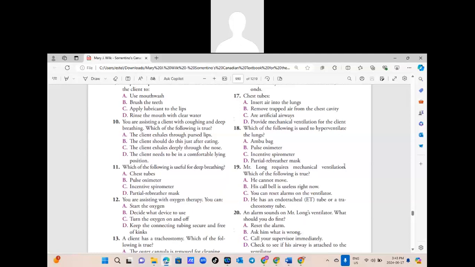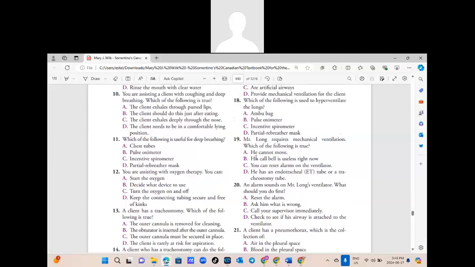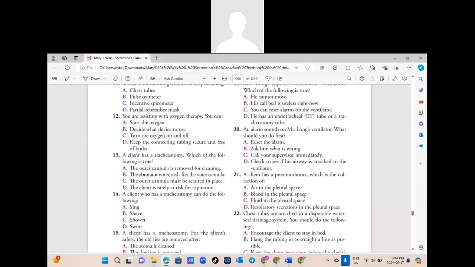All right, number 19. Mr. Long requires mechanical ventilation. Which of the following is true? A. He cannot move. B. His call bell is useless right now. C. You can reset the alarm on the ventilator. Or D. He has an endotracheal or ET tube or a tracheostomy tube. So, of course, I'm 100% sure you choose D because we just learned it today, right? You were just recently given all this information about ventilation. So, endotracheal or ET or tracheostomy tube.